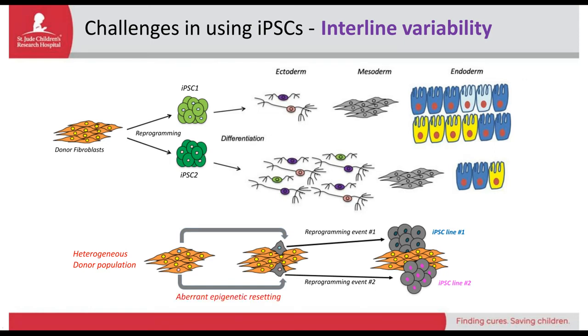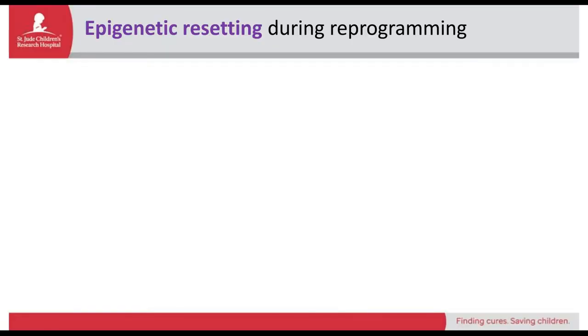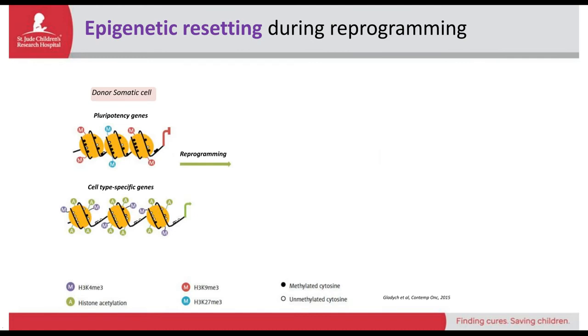The second reason could be aberrant epigenetic resetting. So what is epigenetic resetting? Now, during reprogramming, you start with a donor somatic cell, which is a fully differentiated cell. So all the pluripotency genes are repressed, which means they carry hypermethylated promoters and repressive histone modifications such as lysine 9 and lysine 27 trimethylation. Whereas all the cell type specific genes are active, so they have hypomethylated promoters and they carry activating histone modifications like lysine 4 methylation and acetylation.